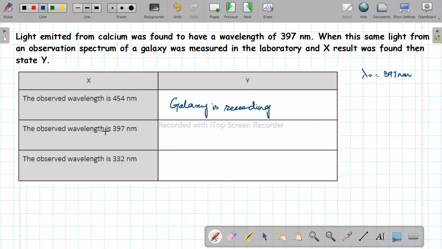Then, in this case, the observed wavelength is 397, which is exactly the actual wavelength, right? So we'd say there is no shift in the frequency or wavelength. इसका मतलब है the galaxy is stationary relative to the Earth.